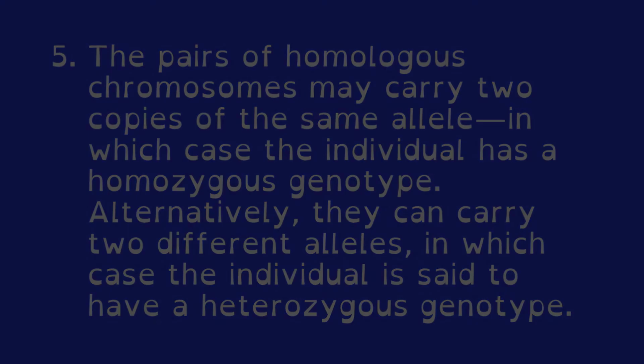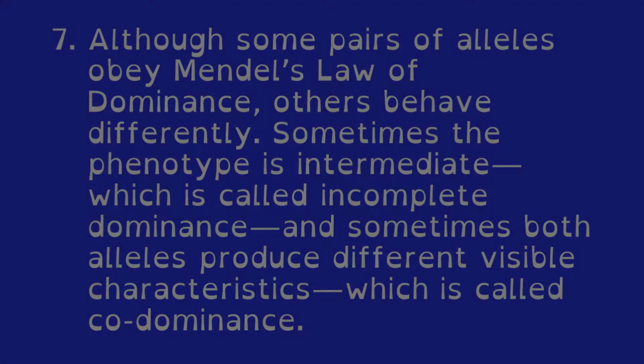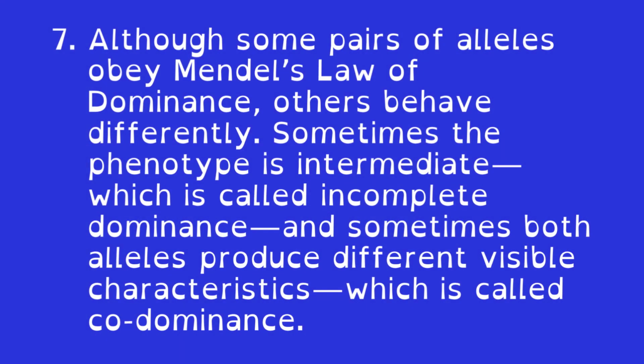Alternatively, they can carry 2 different alleles, in which case the individual is said to have a heterozygous genotype. 6. Mendel only discovered one type of dominance relationship, in which the dominant allele, when present, will mask the phenotype of the other allele, which is said to be recessive. 7. Although some pairs of alleles obey Mendel's law of dominance, others behave differently.